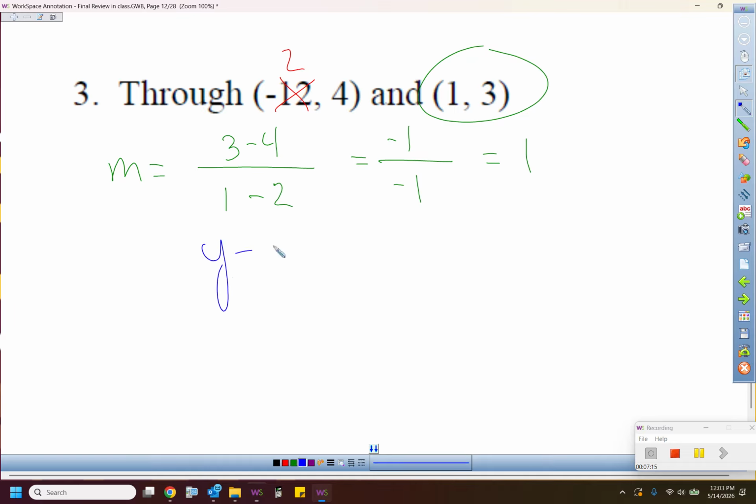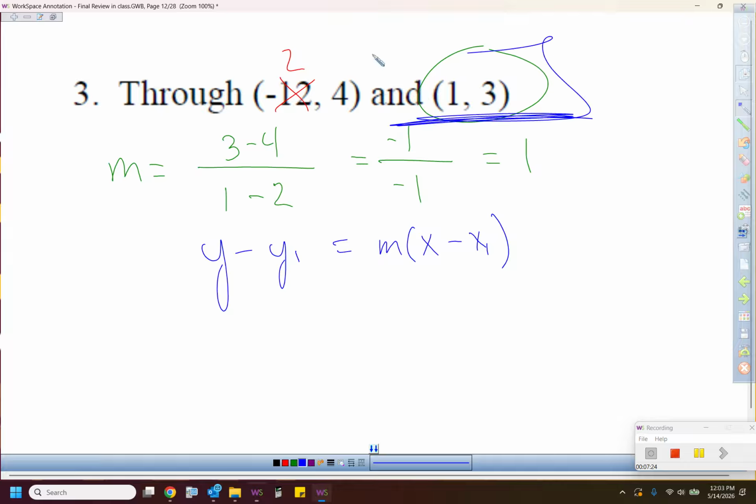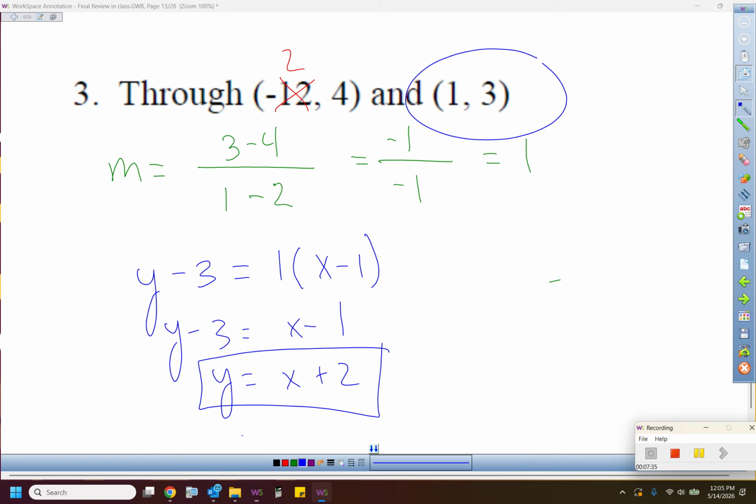That's point-slope form. I could care less if you write this guy down. I'm just showing you that's the formula that we want. You pick a point like this one. I'm going to use this point and use that slope and do point-slope form to put it into slope-intercept form. So sub them in. So I have subbed those guys in.